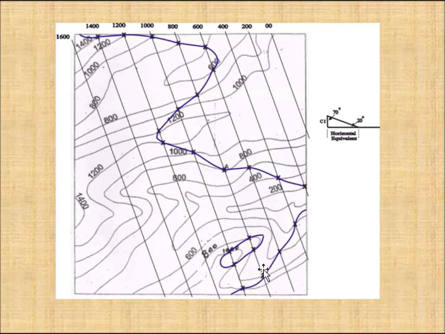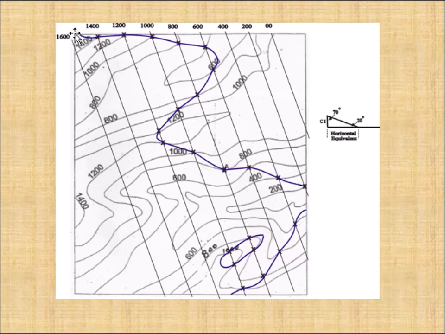Again we are going to repeat the same process. For 1000 we find the points of intersection, and for 1200. Although we have a strike line of 1400, the contour of 1400 is not here, so we don't find any point of intersection. Similarly for 600, 400 and 200 we find the points of intersection. Now start from one end and keep on joining these points, keeping in mind the procedure or conditions which we discussed just now.